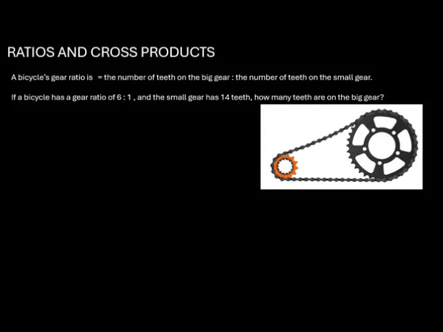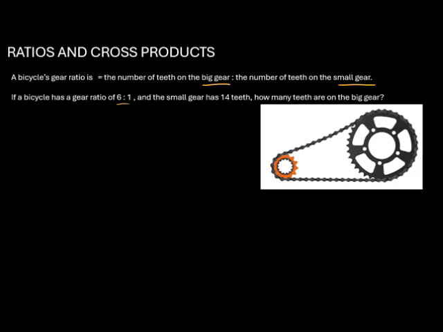Here we'll use cross products to solve a real-life word problem involving the gears on a bike. We are told that the bicycle's gear ratio is the number of teeth on the big gear, and then a colon, and then the number of teeth on a small gear. We are also given that this bicycle has a gear ratio of 6:1. This means that for every 6 teeth on the big gear, we will have 1 tooth on the small gear.